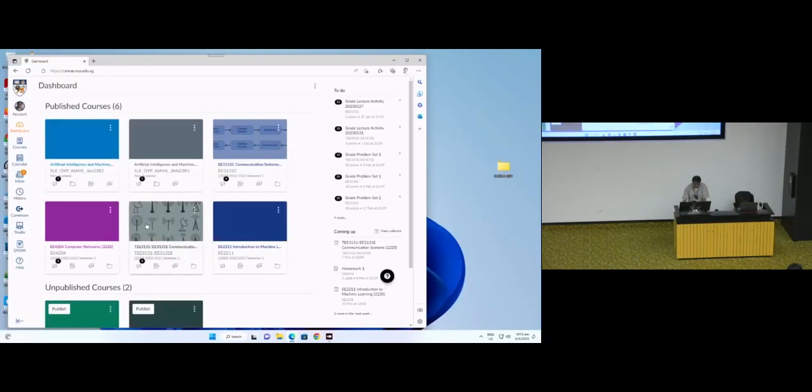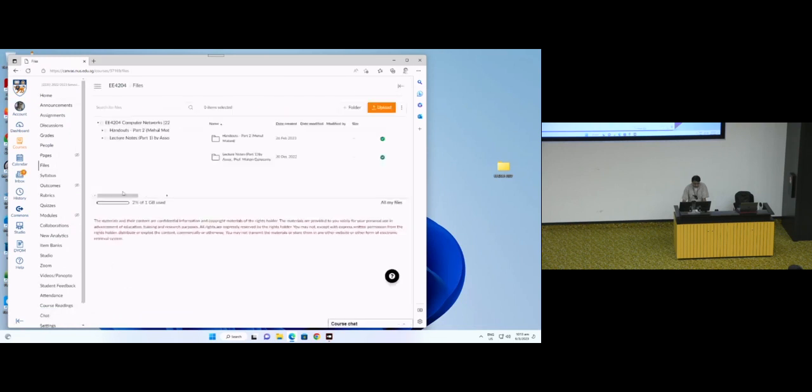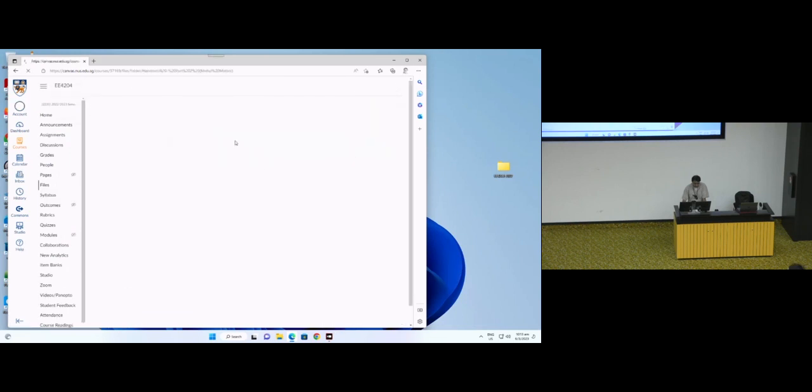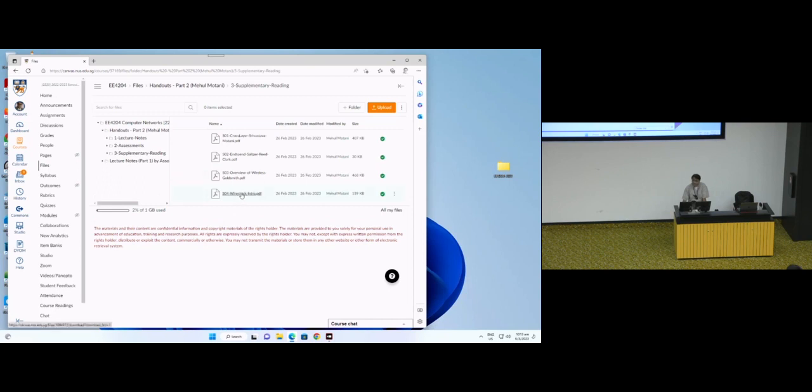Just in case you want to do it on your own, if you go to our class, go to Files, Part 2, and Supplementary Reading, you will see something called Wireshark Intro. This is a very introductory guide, and it will handhold you through step by step. I personally don't think you need that. You can just use the tool, but if you need something, it's there.